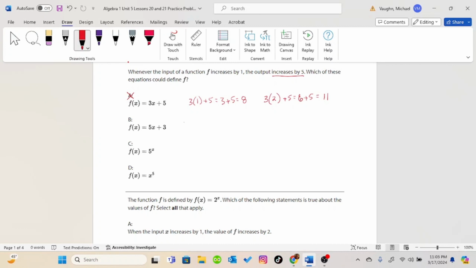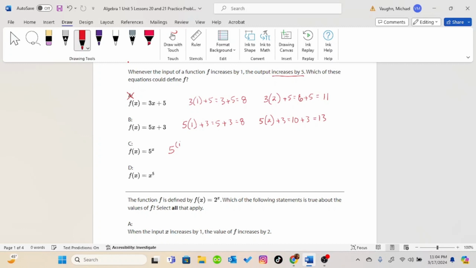Now on B, if we try it, 5 times 1 plus 3 becomes 5 plus 3, which is 8. If we try to increase our input by 1, we get 5 times 2 plus 3. That becomes 10 plus 3, which is 13. We increased from 8 to 13 when we increased our input from 1 to 2. So B appears to be correct. Let's check C.